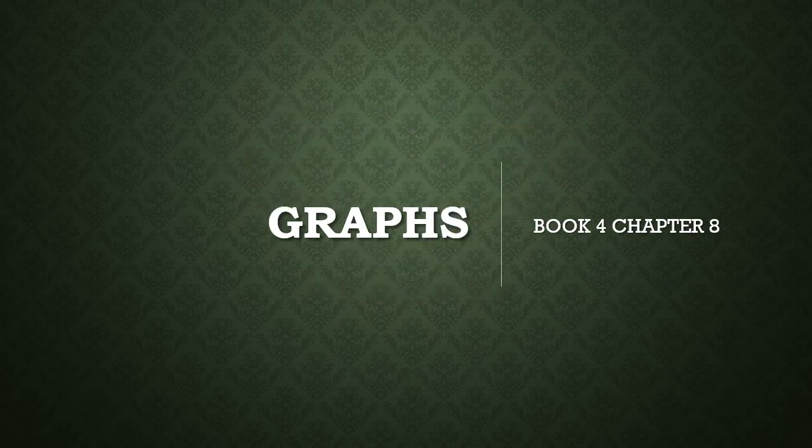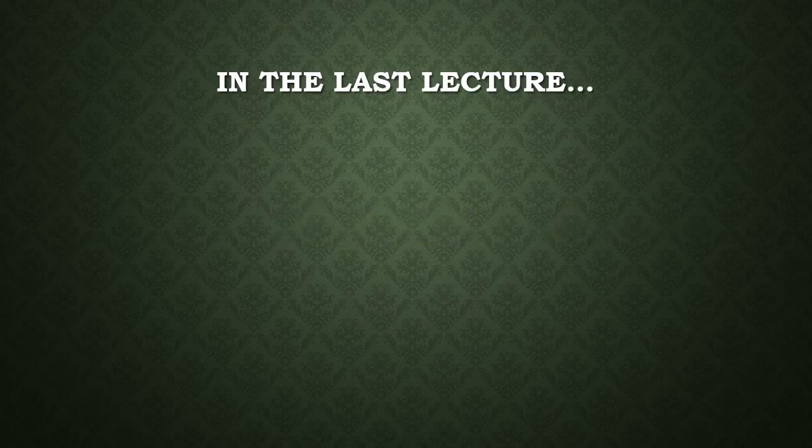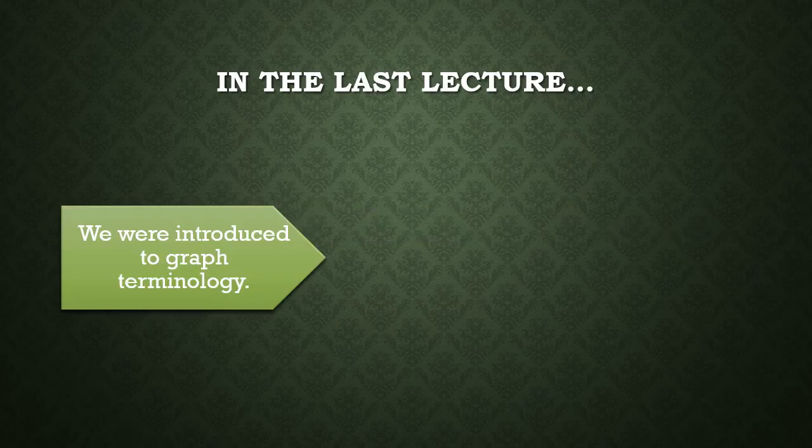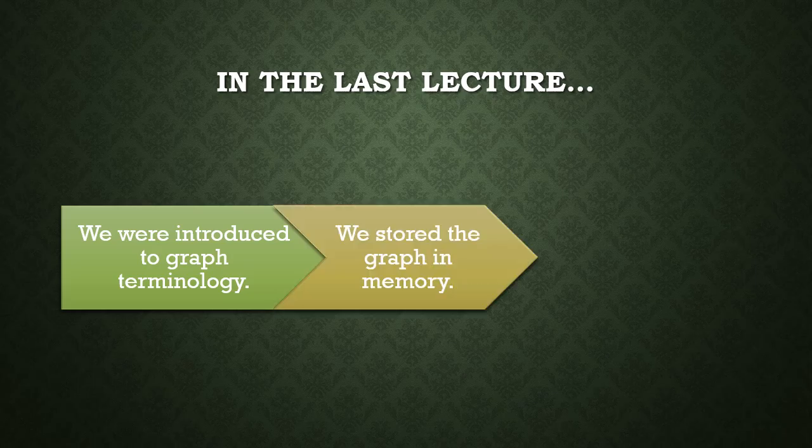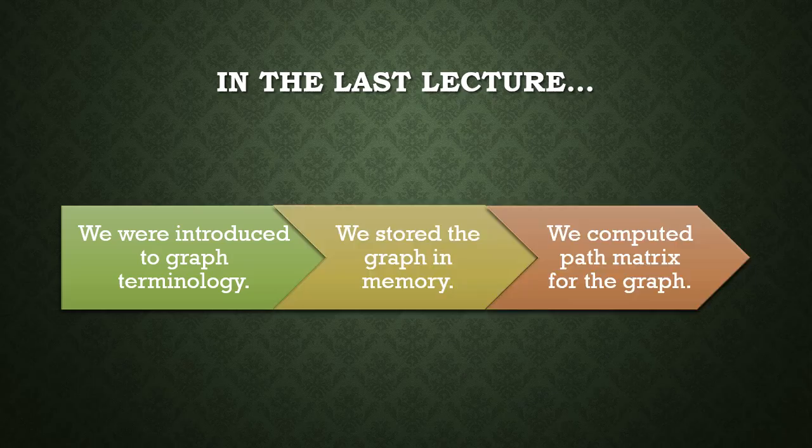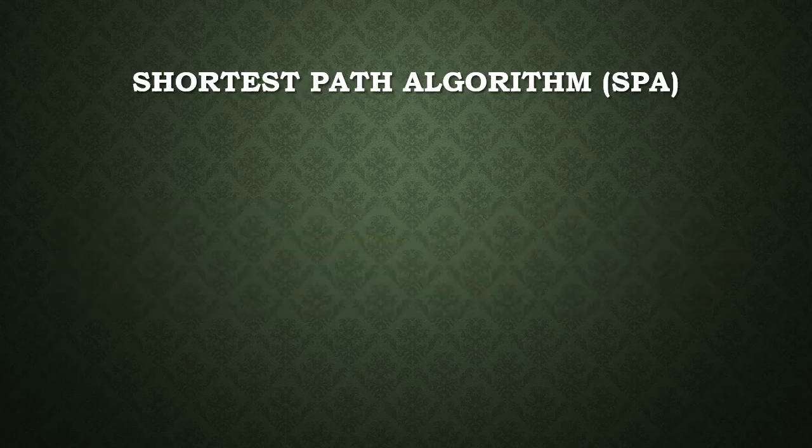We are going to talk about graphs, and we used chapter 8 of book 4 for this topic. In the last lecture, we were introduced to graph terminology. We stored the graph in memory and we computed path metrics for the graph. The shortest path algorithm, or SPA.